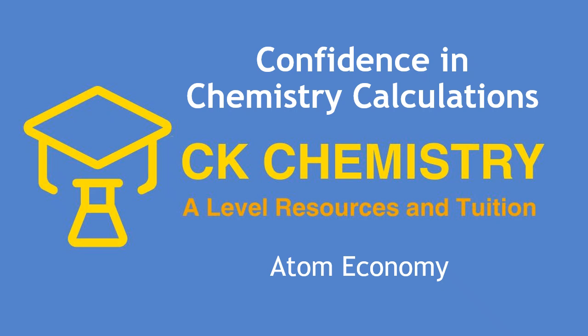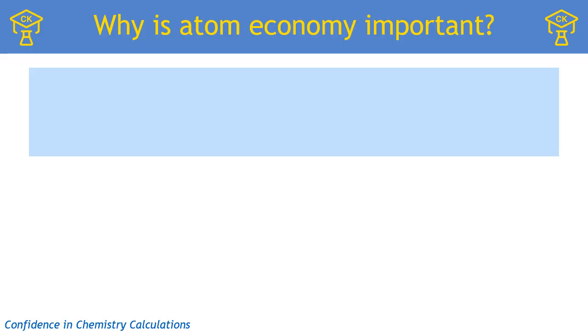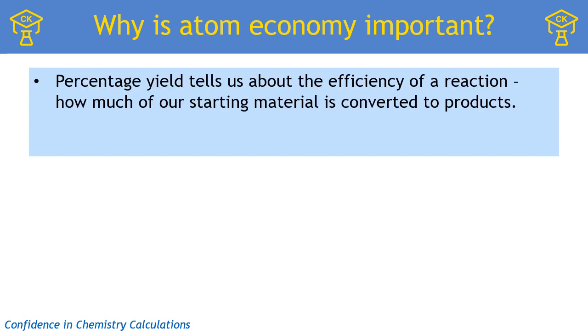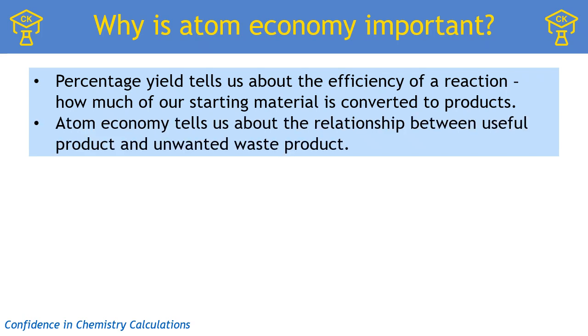In this video, we're going to look at atom economy. In the last video, we looked at percentage yield. Percentage yield is important because it tells us about the efficiency of a reaction, or indeed the separation and purification. It tells us how much of our starting material we're likely to actually turn into the products. But atom economy tells us a little bit more.